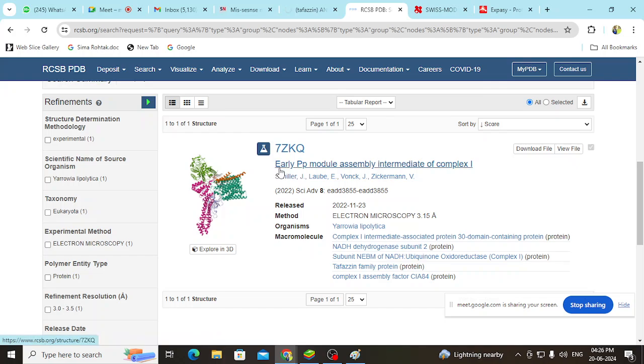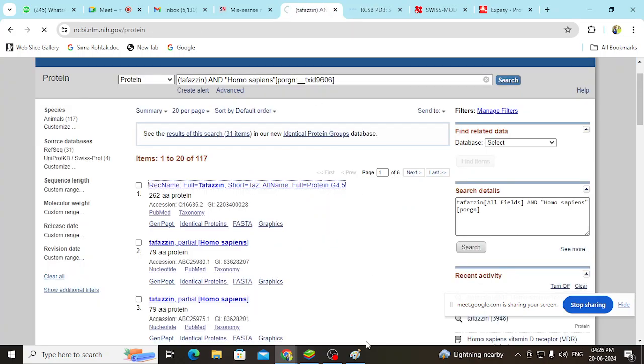Here you see the name of the protein: early PP module assembly intermediate of complex 1, and that is also of a different organism, Yarrowia lipolytica. So we don't want this structure. We want the exact structure of tafazine to be built. Let us see whether there is some problem with the database itself. So we will model this tafazine and then do our study.